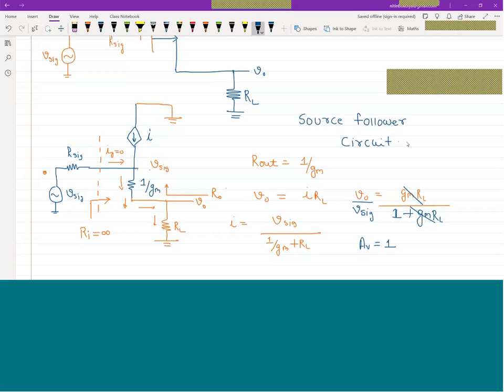From tomorrow we will start the cascode amplifier, which is better and which you can use in IC technology instead of using this biasing resistance RD. You can use a current source. So that is the cascode amplifier. So we will talk about the cascode amplifier in tomorrow's class.